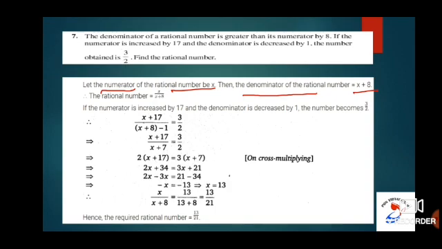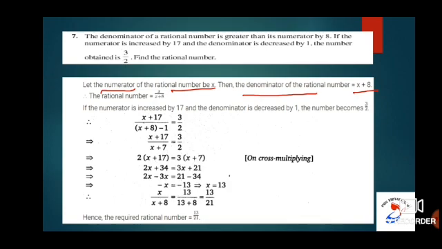So what is the meaning for this sentence? Suppose we take the numerator to be x, the denominator is 8 more than the numerator. So we are taking it as x plus 8. If I say it is a rational number, we have already discussed what a rational number is. A rational number is a number which you can write in the form of p by q. So the p, that is the numerator, will be x and q, that is the denominator, will be x plus 8.